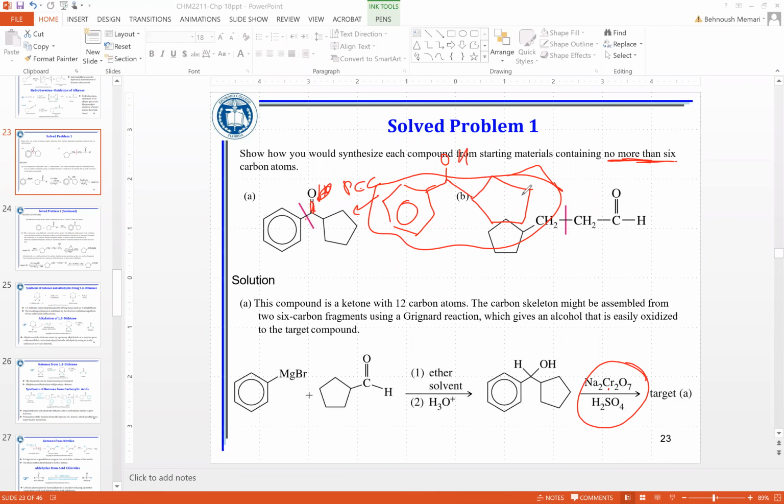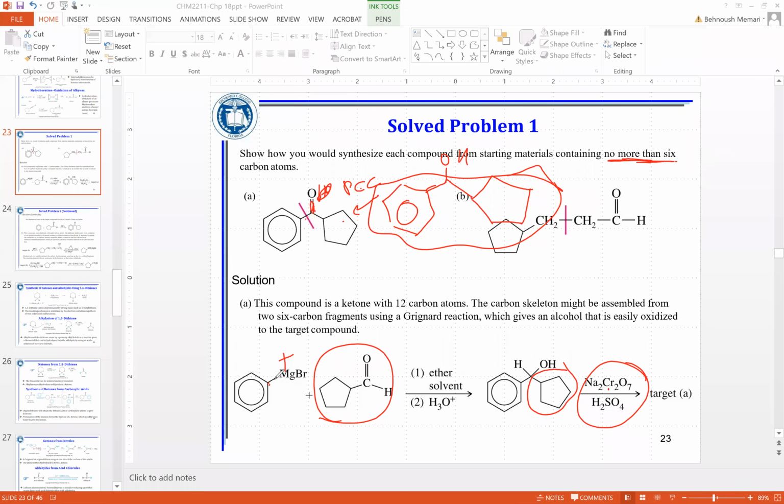Now, if you want to start with only 6 carbon, then you have to first prepare secondary alcohol. To prepare secondary alcohol, you use Grignard reagent, or you use the alkyl lithium. So if you want to use Grignard, you can take one side of the molecule for Grignard and the other side as aldehyde. So you start with the 6 carbon aldehyde, and you have your Grignard.